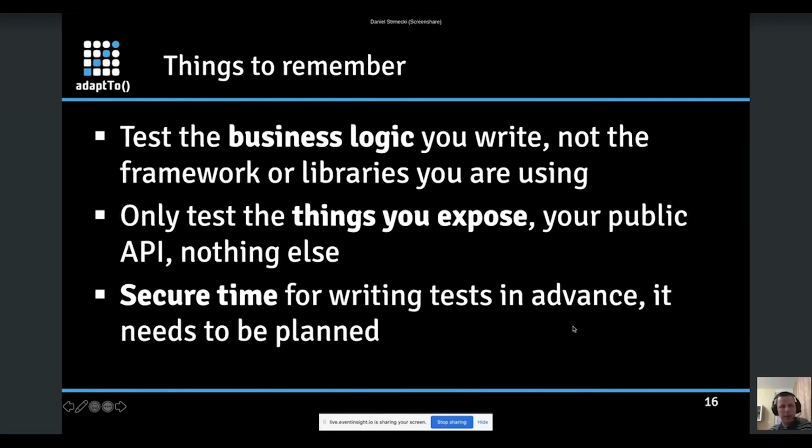Some things to remember that we discussed in this session is to actually test the logic that you write, not the framework you are using, not any libraries you are using. Those developers that are developing those libraries should be writing tests for them. It shouldn't be us. Second thing, only test the things that you expose, your public APIs. Sometimes you will need to test maybe something more, but in general, this should be the guideline, because you don't want to really test all the internal implementations you do. I mean, you can, that's a different approach, but if you do that, basically you will have two different implementations that you need to maintain.